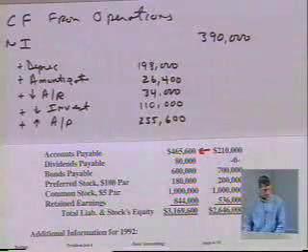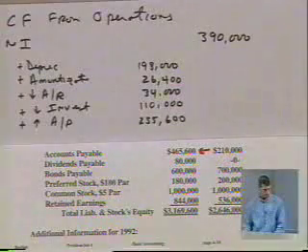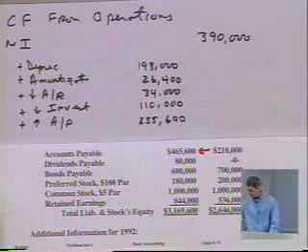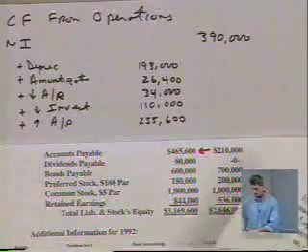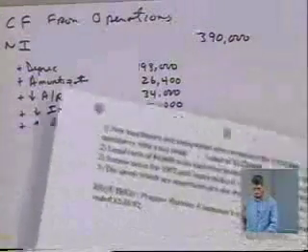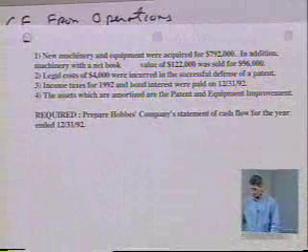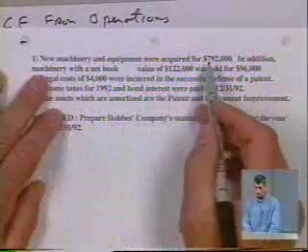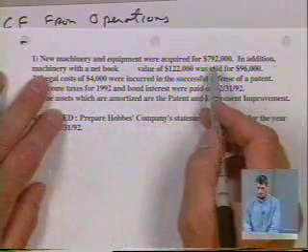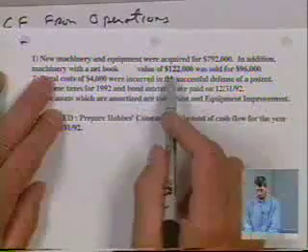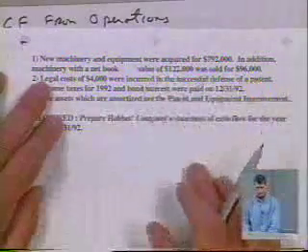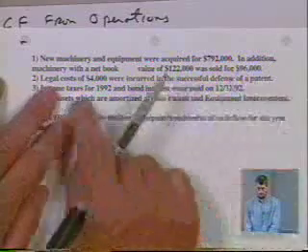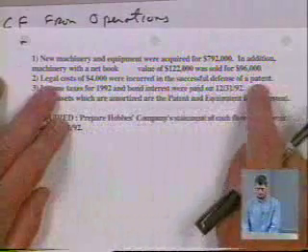And we are almost there. There is one other item here that we need to take care of. And if we go to our information, because we're going to start doing our long-term assets in a second, new machinery and equipment were acquired for $792. In addition, the machinery with a net book value of 120 was sold for $96. That's part of what we'll be doing in a second. So we have new equipment, $792. Second part, we have a sale. Legal costs of $4,000 were incurred in the successful defense of a patent.